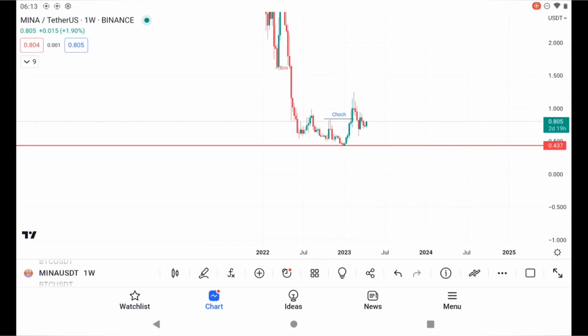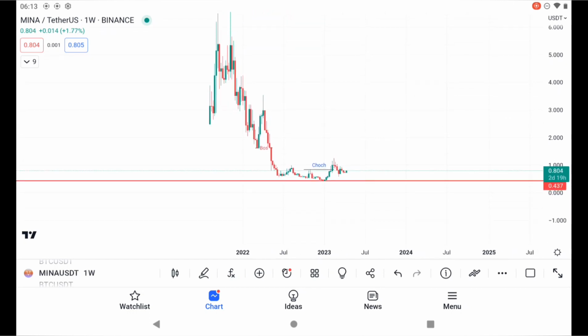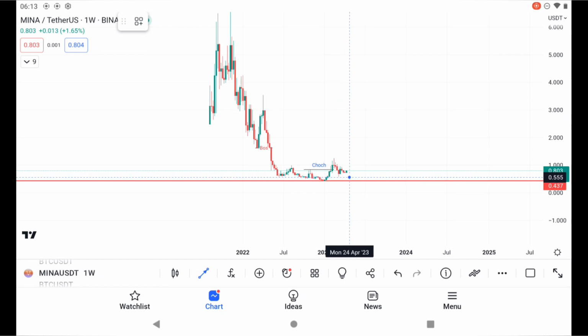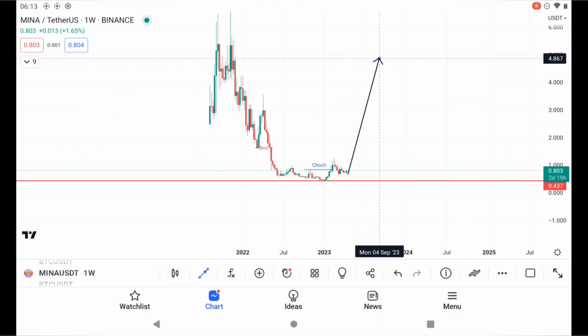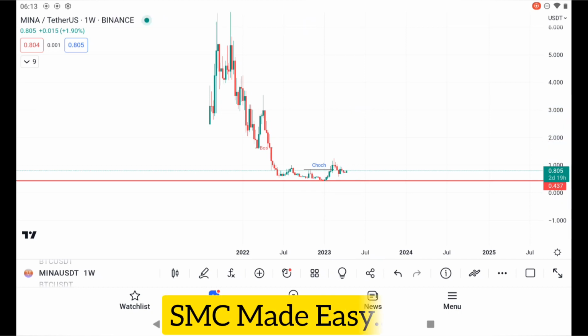This is Mina USDT and I'm going to be showing you how I made my analysis, because this asset is going boom up to the upside. We're going to be targeting major highs, somewhere around here. So I'm going to show you how I made this analysis possible. It's actually very simple using my strategies in my course called the Smart Money Made Easy.